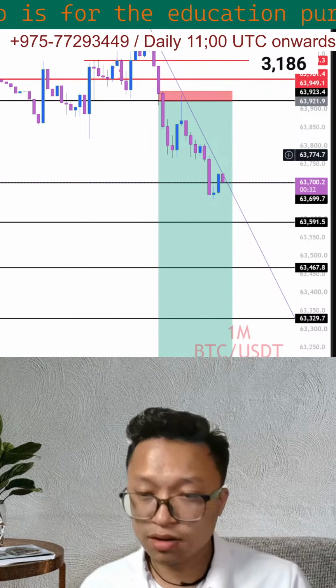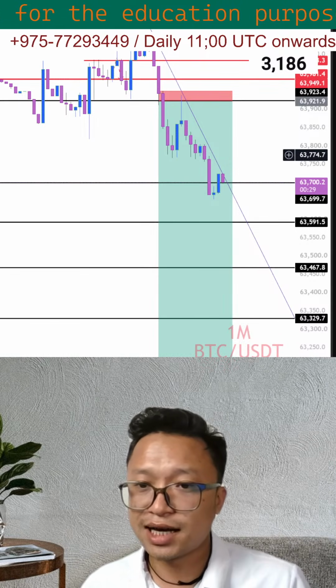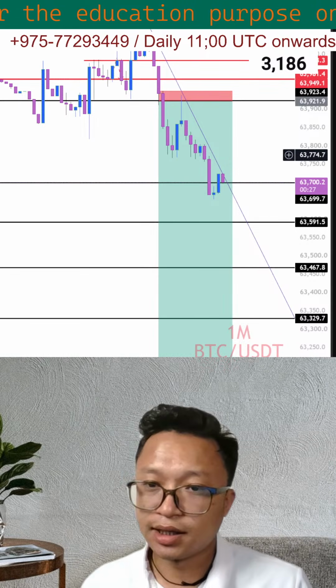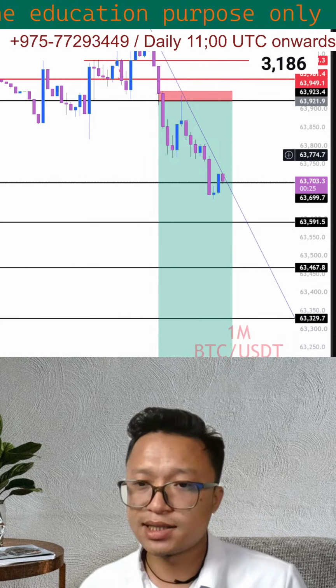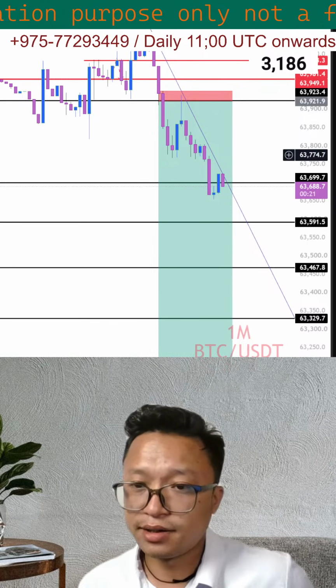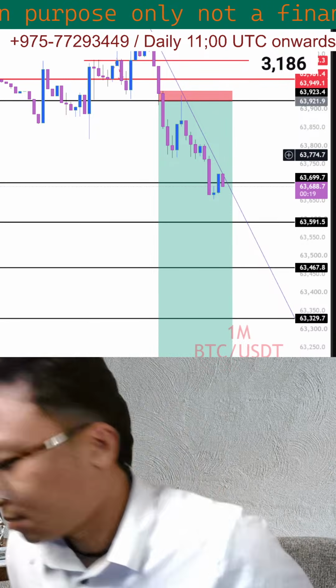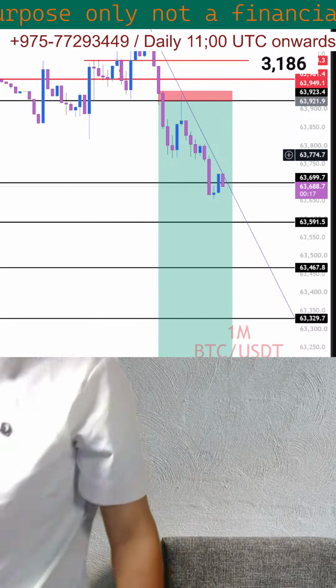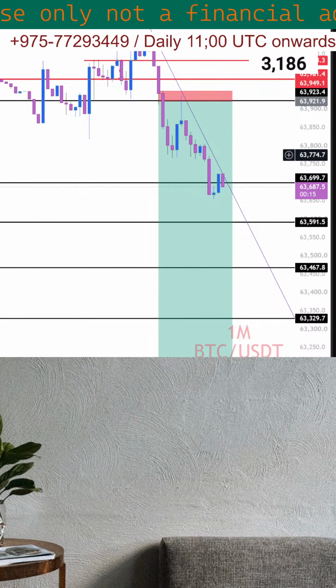For the small, if you're trading scalping and your budget is less, then your fees will be very high. At the same time, just a second, guys, I'll be back.